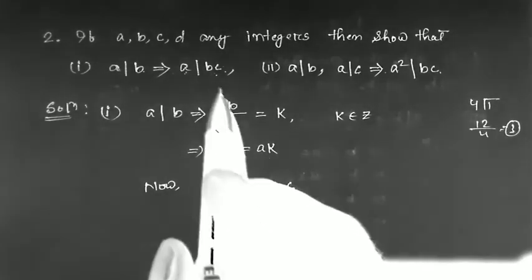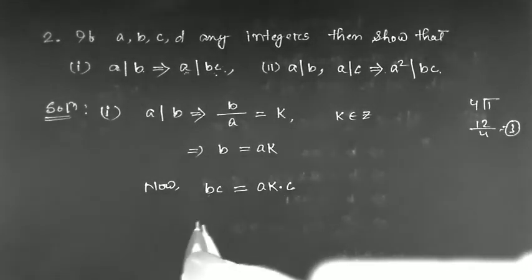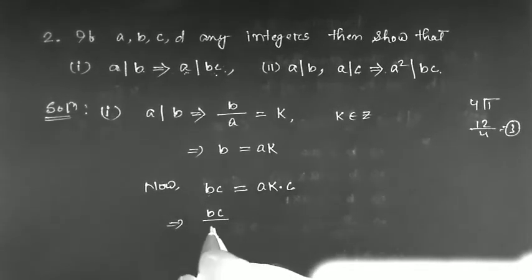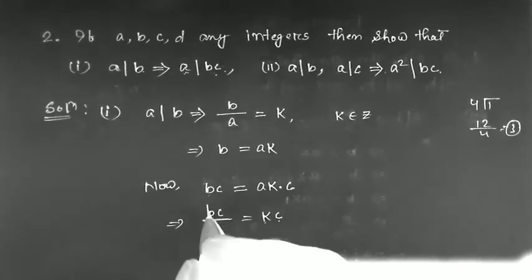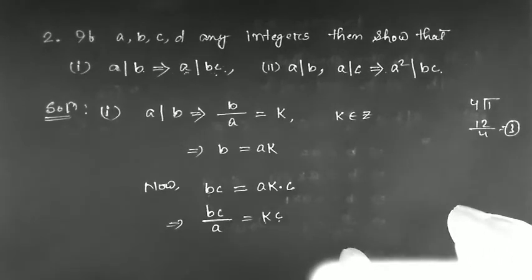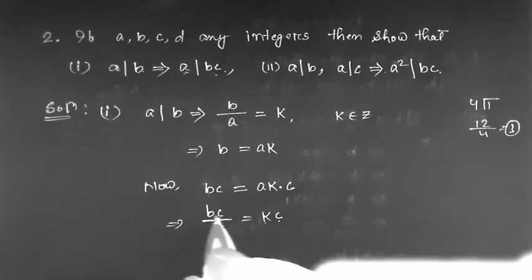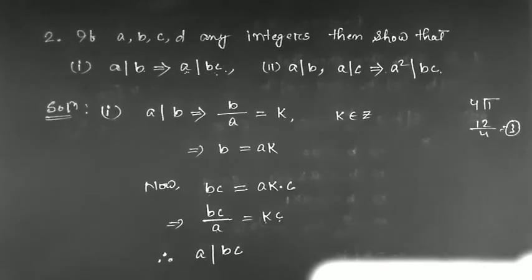So now see, we need to show that a divides bc, no? Now see, if we carry this a to this side, bc by a is equal to kc. Here k is also an integer, c is also an integer. So k into c is also an integer. Product of two integers is always an integer, no? So this whole thing is an integer, and bc by a is equal to some integer. That means a is dividing bc, yes or not? Therefore we can write a divides bc. Very easy. So next one we will see.